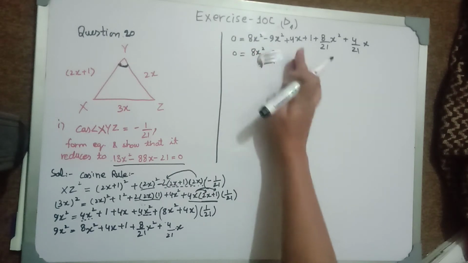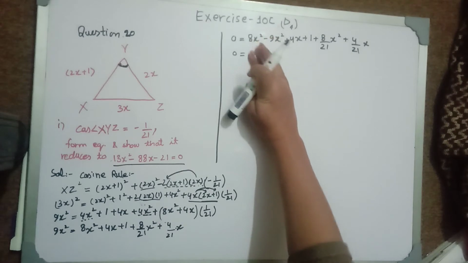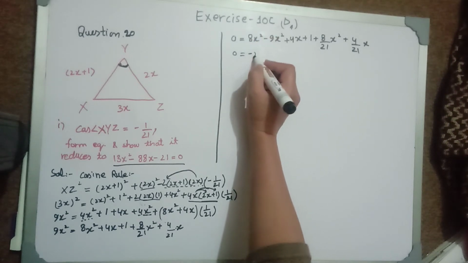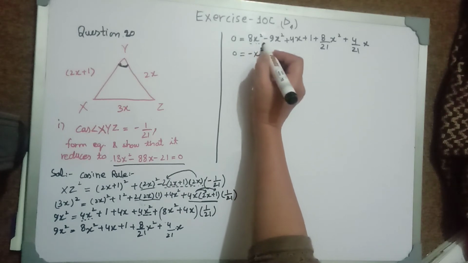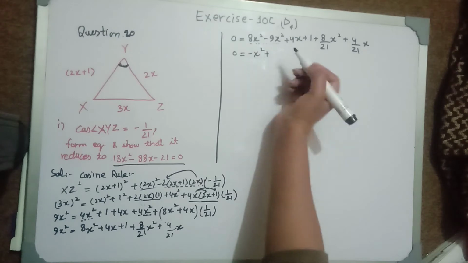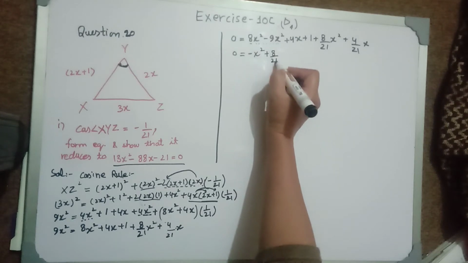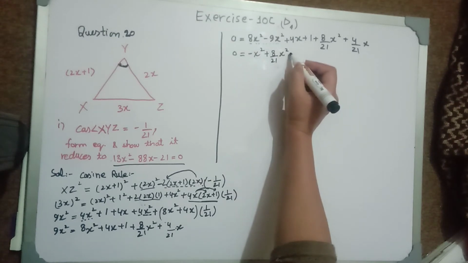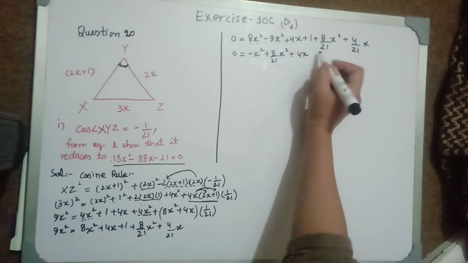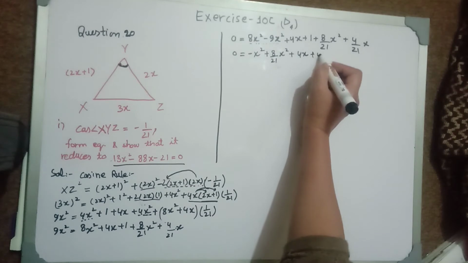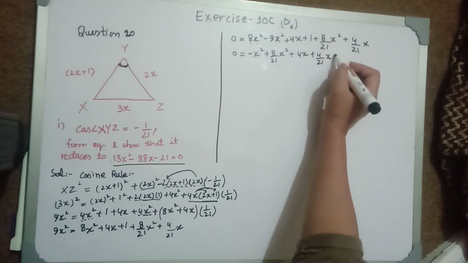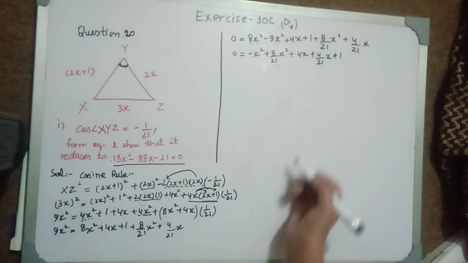Sorry, first I need to simplify it. As I have 9x square too, 8x square minus 9x square will be minus x square, right? And then I'll write this term along with this first term, that is 8 over 21 into x square plus, now I'm going to write the terms with x variable, and the other one is plus 4 over 21x, right? And I have another term that is 1, so I'm going to write it here.